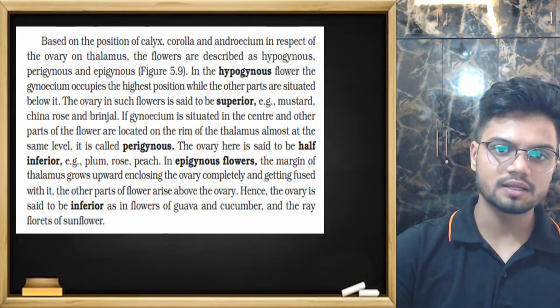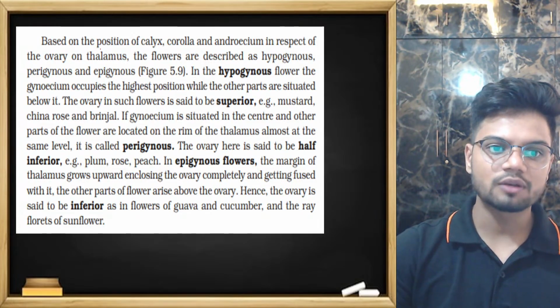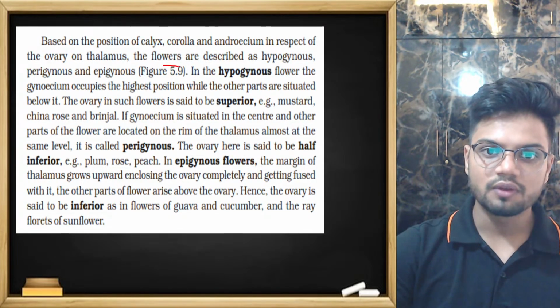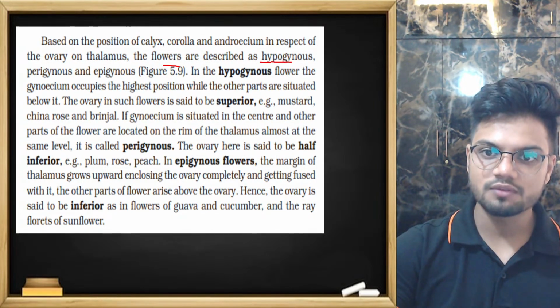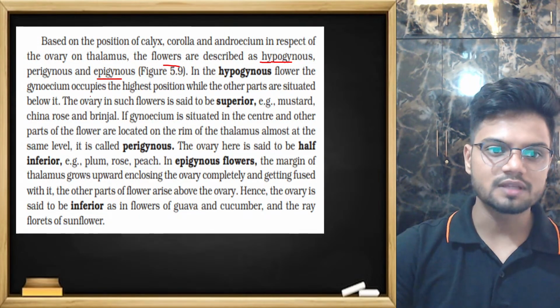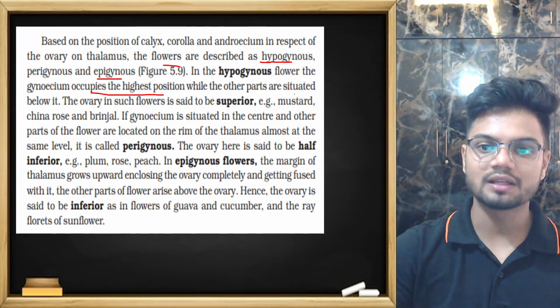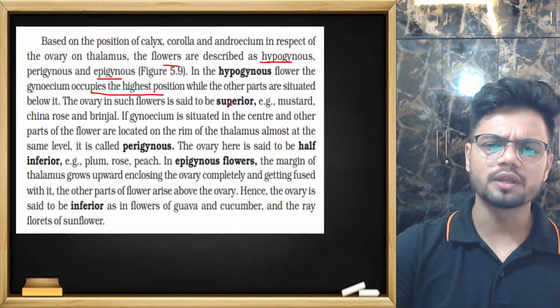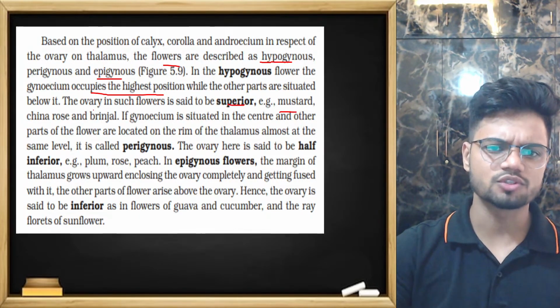Based on the position of calyx, corolla and androecium in respect to the ovary on thalamus, the flowers are described as hypogynous, perigynous and epigynous. In hypogynous flowers, the gynoecium occupies the highest position while the other parts are below it, superior ovary. Examples: mustard, China rose and brinjal.